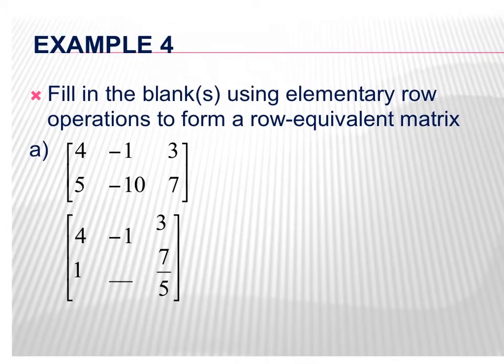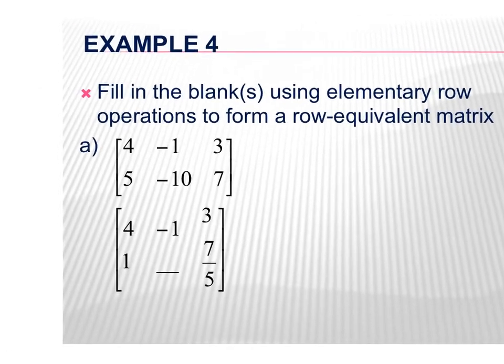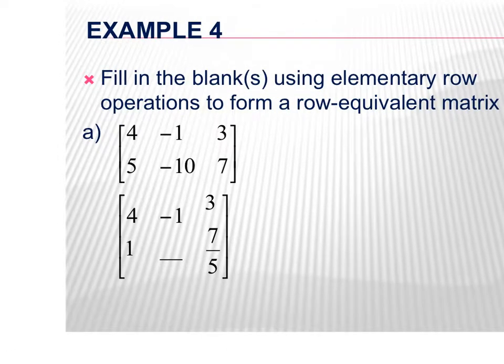Example 4 says fill in the blank or blanks, this time there's only one, using elementary row operations to form a row equivalent matrix. So first thing you have to do is identify what the change is and then perform it to the part that's missing. So how did we change the first matrix to the second? Okay, so I heard you say both, so it's good to say it. Divide row 2 by 5.